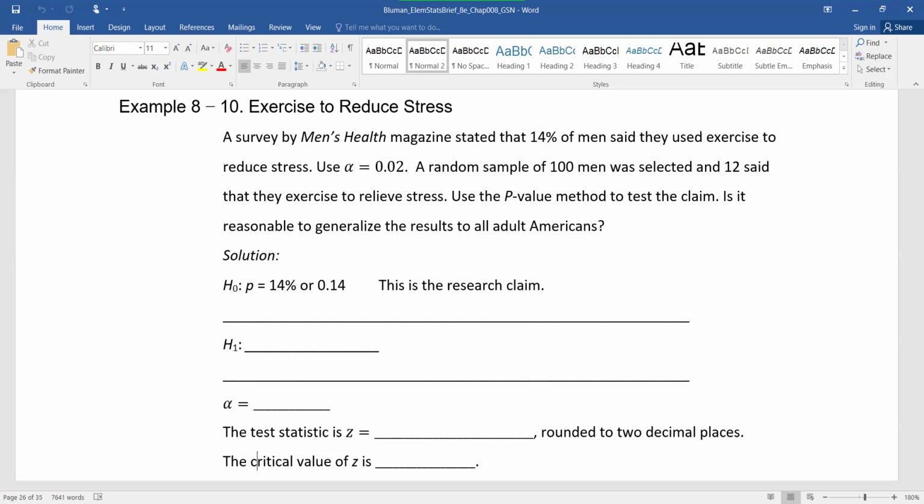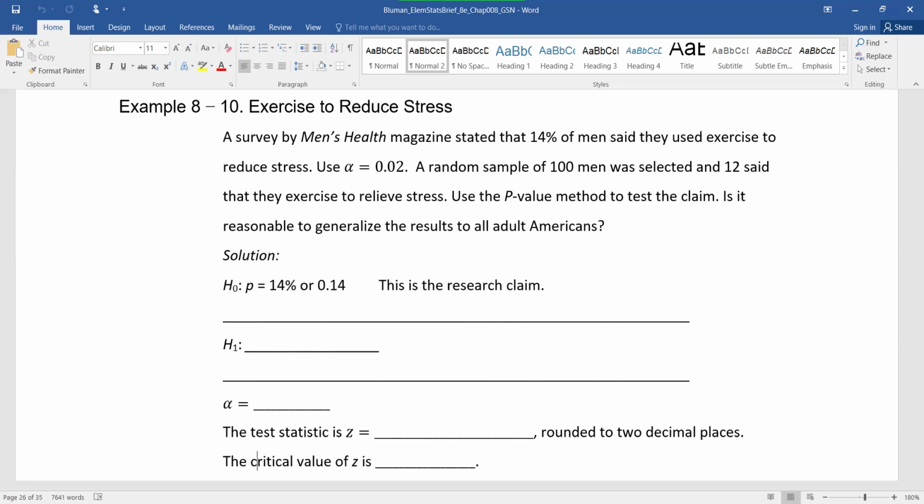A survey by Men's Health magazine stated that 14% of men said they use exercise to reduce stress, using a significance level of 0.02. A random sample of 100 men was selected, and 12 said they exercised to relieve stress. I feel like that number's a little high. All right, use the p-value.